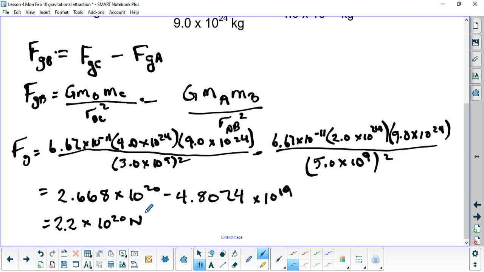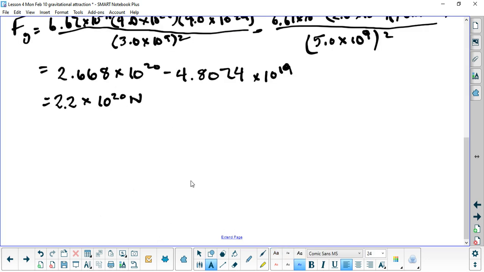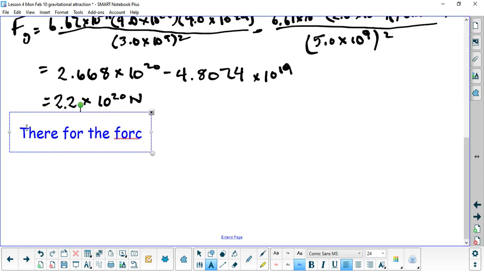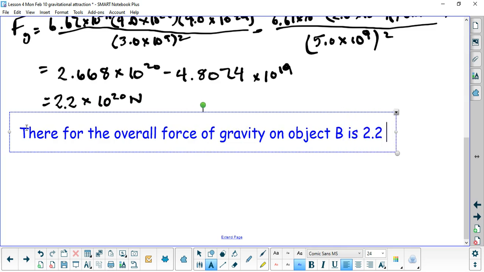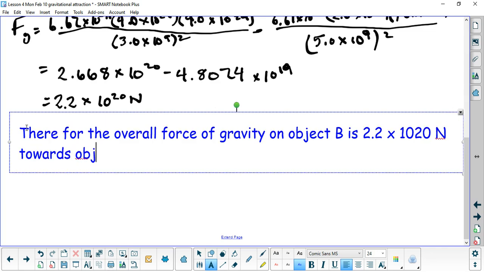Now, when I'm writing my therefore sentence in this case, I'm going to interpret this, because there is a bit of interpretation since I picked the negative and the positive. So in my therefore sentence, I would say, therefore, the overall force of gravity on object B is 2.2 times 10 to the power of 20, and I'll fix that in a second, newtons towards object C, because I need to give it a direction.